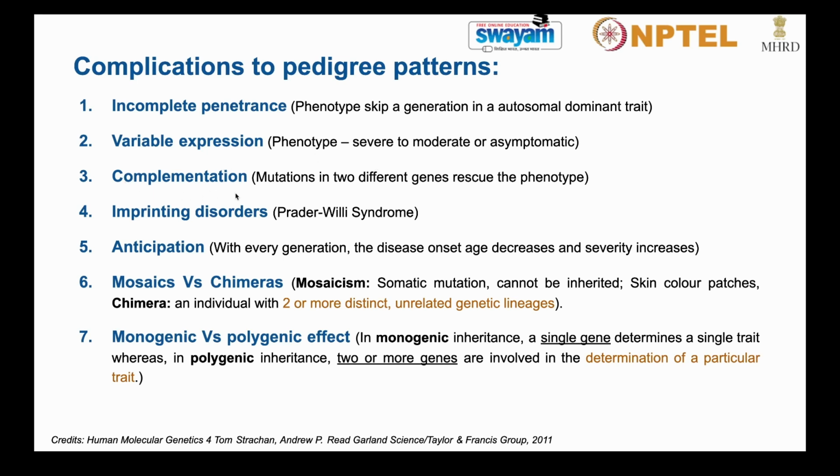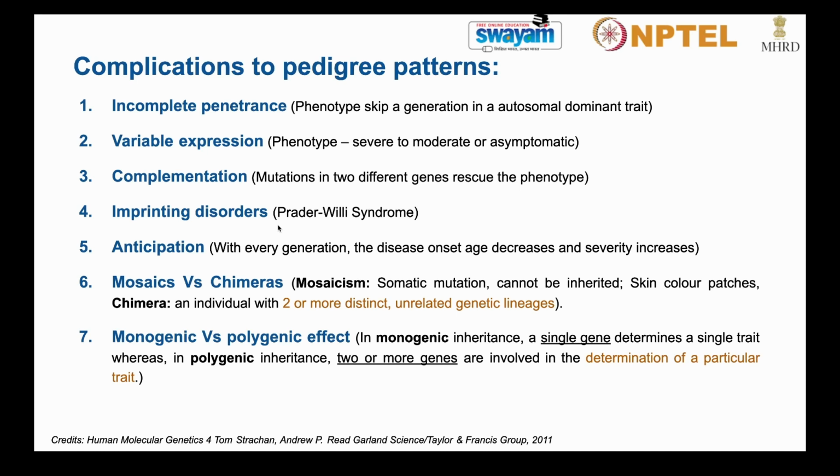Then comes complementation, which means that mutations in two different genes rescue the phenotype. So if one gene has undergone some mutation, then the other gene also undergoes some kind of mutation to rescue the phenotype. So it will manage the effect, and hence you will not be able to trace that there is some mutation, because you will be able to see the normal phenotype even if there is a mutation. That is known as complementation, where both the genes are complementing each other's expression and rescuing the phenotype. Then the fourth one is the imprinting disorders.